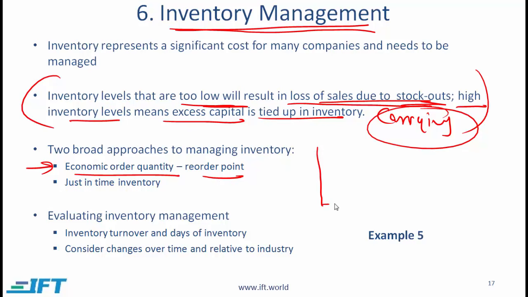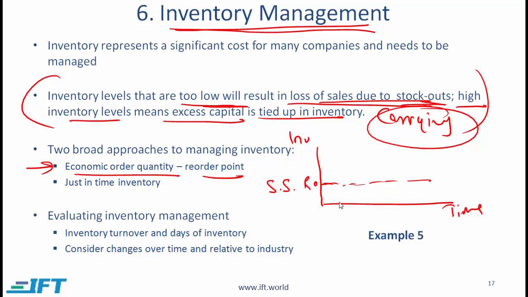Let's look at a simple picture. You have time on the x-axis and inventory on the y-axis. There is a certain amount of inventory that is called your safety stock or the reorder point. A company, given its business and given the rate at which it sells inventory, will have a certain safety stock, buffer stock, or reorder point that it wants to maintain.